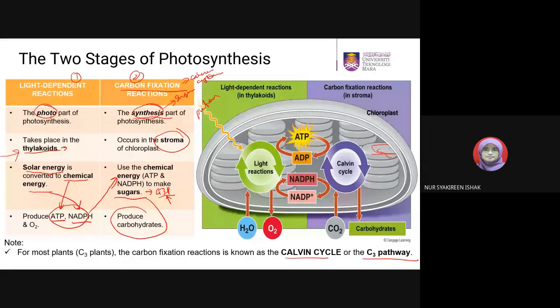C3 pathway. Okay, so kenapa kita panggil dia sebagai C3 plant? Sebab apa? Semasa Calvin cycle, carbon dioxide will enter into Calvin cycle, and then it will be fixed. Fix maksudnya incorporate. Maksudnya carbon dioxide ini akan bergabung dengan organic molecule yang dah ada dalam Calvin cycle, dalam stroma, and produce a 3 carbon sugar. So that's why kita namakan dia sebagai C3 pathway.